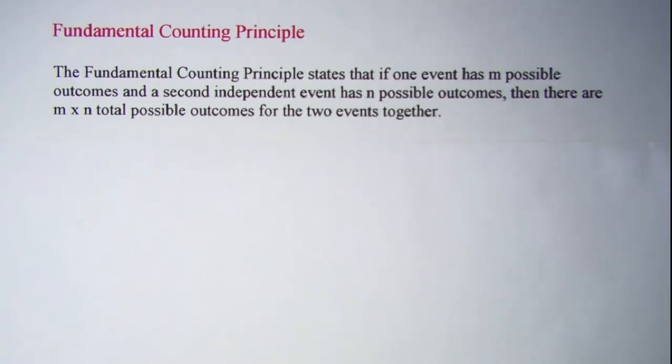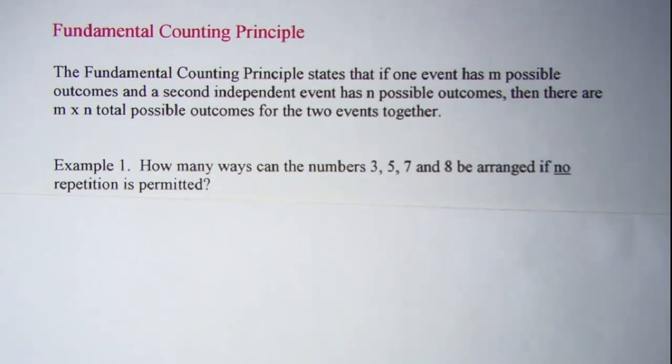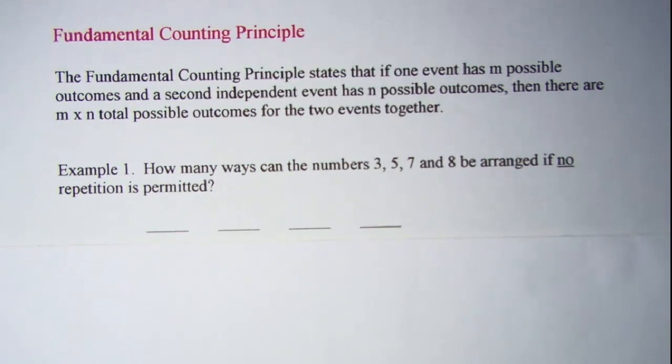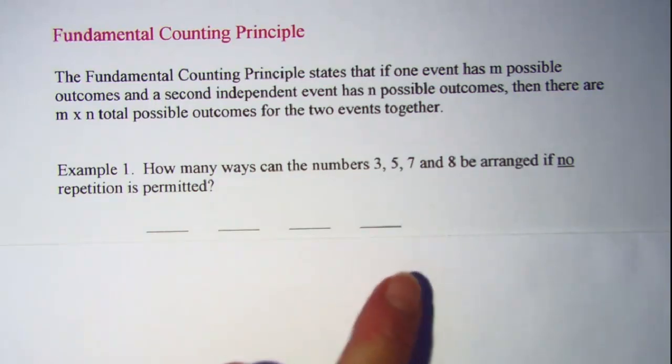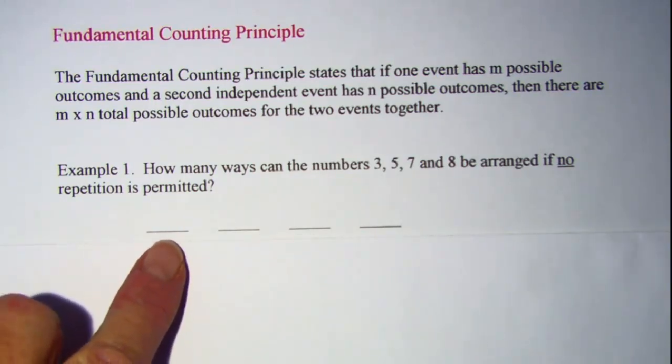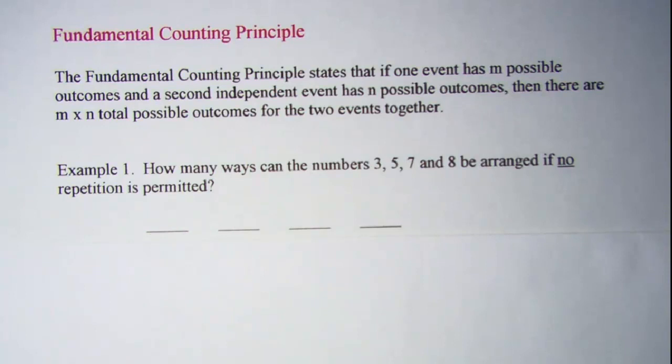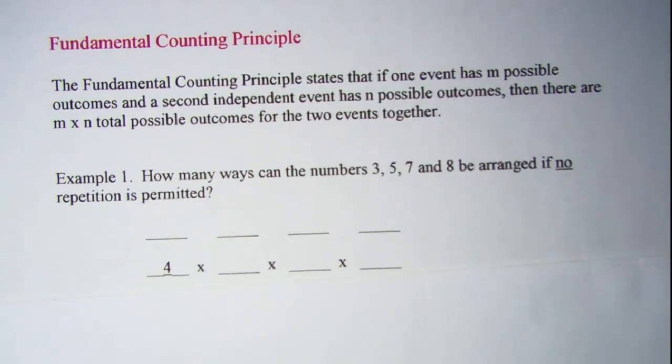Our first example: how many ways can the numbers 3, 5, 7, and 8 be arranged if no repetition is permitted? Since we have four numbers being arranged, we're going to have four spots that need to be filled up. We have four ways that we can pick a number that'll be put into this spot. So we would write 4 in that spot, and then we'll be multiplying these numbers together.